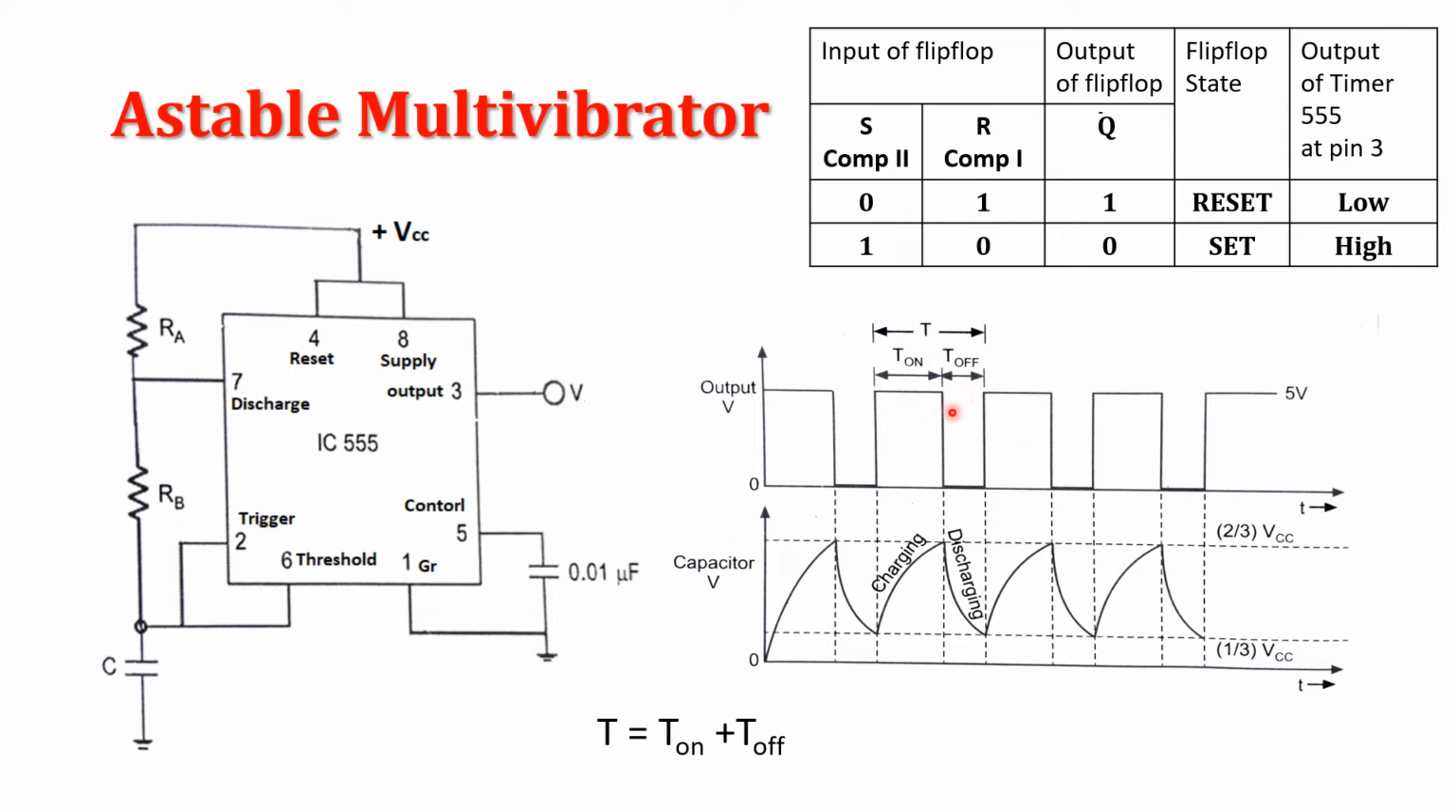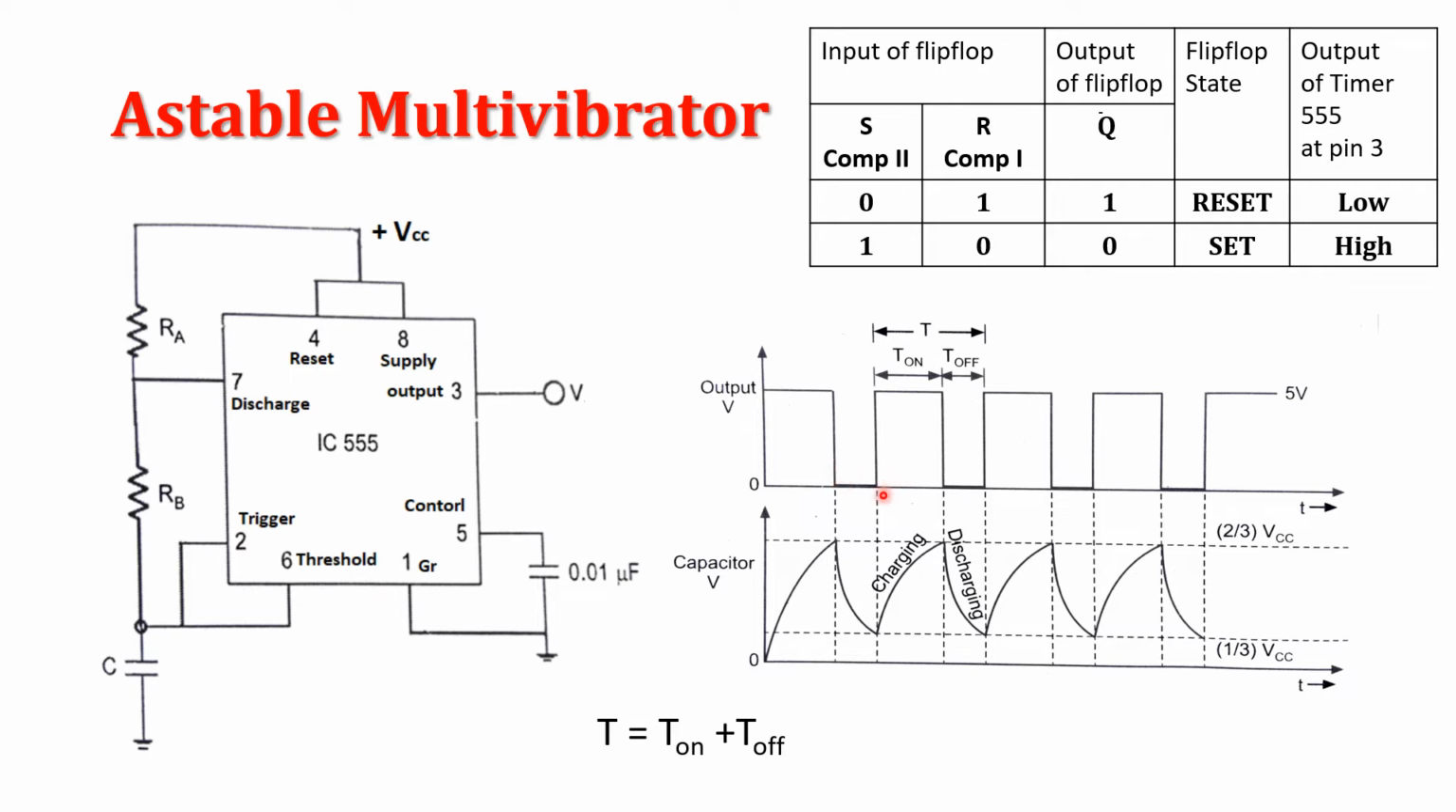When the timer is off, we say that the output of the timer is low. When the capacitor is charging, the output of IC555 becomes high. When the capacitor is discharging, the output will be low. So no state is stable. Therefore, it is an astable mode.